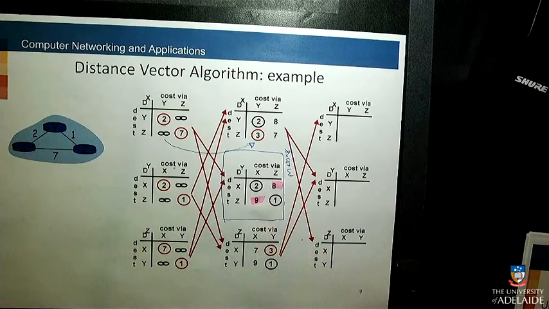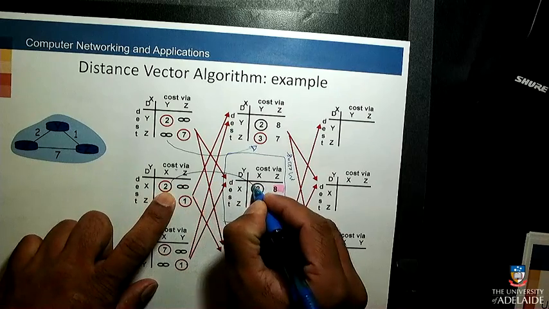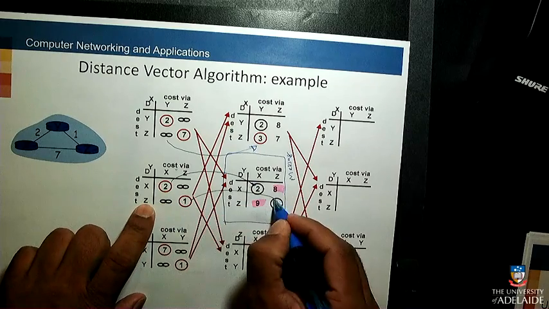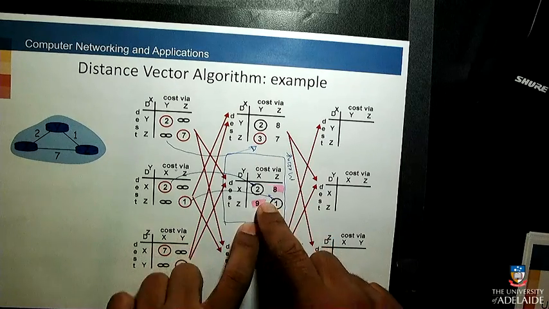Exactly. Y doesn't end up updating its routing table. Why? Because its lowest cost path to X is the same, and its lowest cost path to Z is the same. So that means its routing table doesn't change, so it doesn't need to tell its neighbors anything. So there are no messages being sent in this case.